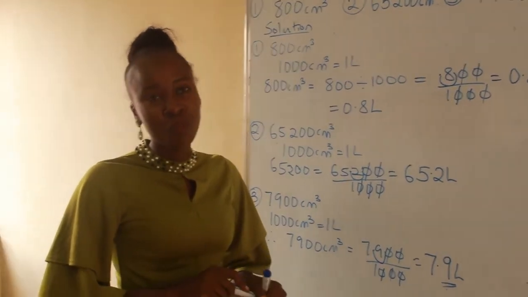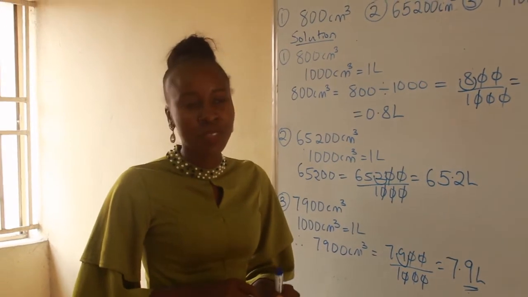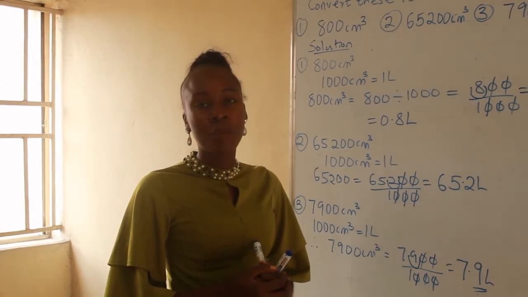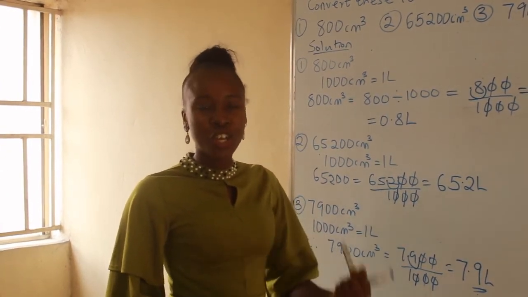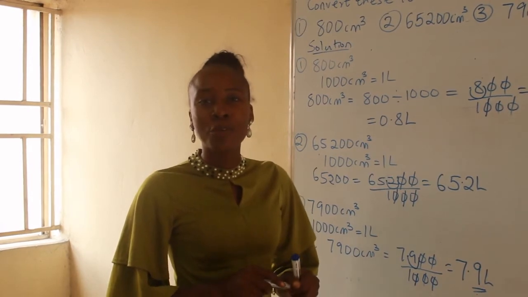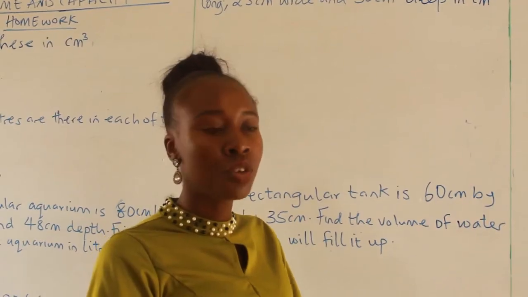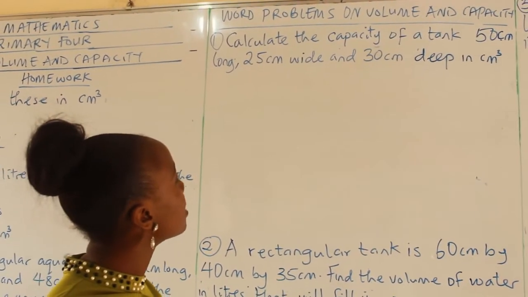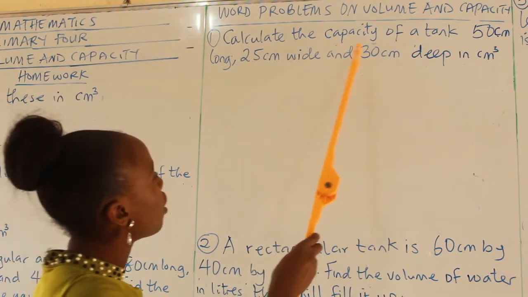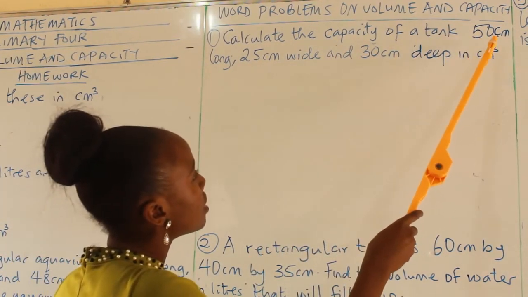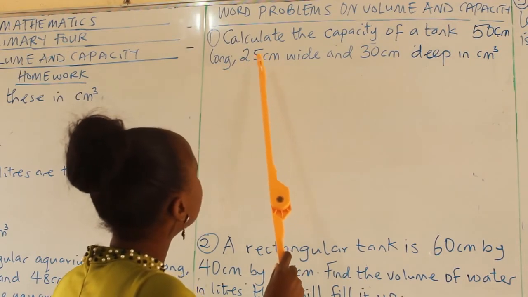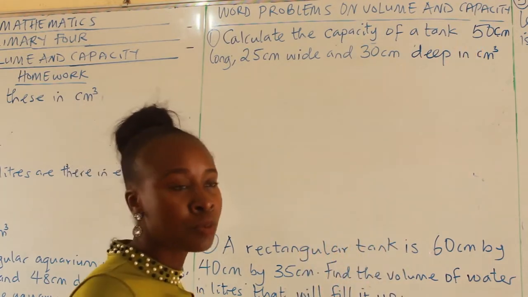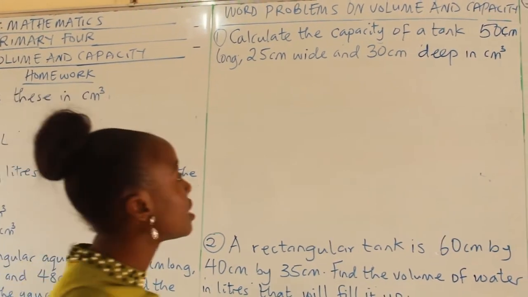So when next you visit a filling station with your parents, whatever quantity of fuel they purchase or buy, try and change that to cm cube. I'm sure you can do that now. Alright. Now we'll be learning how to solve word problems on volume and capacity. Question number 1. Calculate the capacity of a tank 50 cm long, 25 cm wide, and 30 cm deep in cm cube. Alright, we're asked to find the capacity in cm cube.